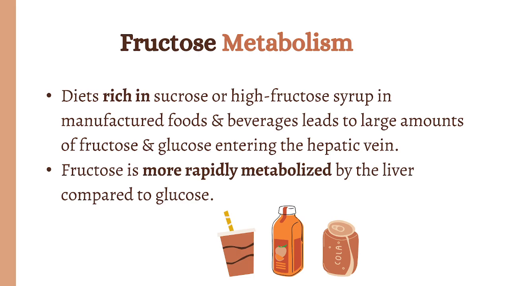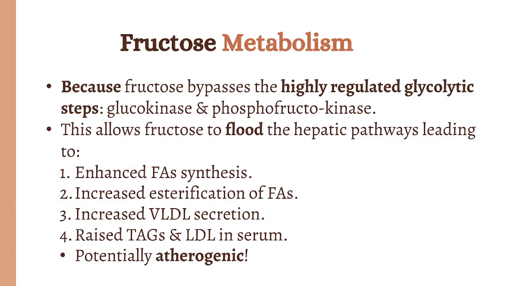Diets rich in sucrose or high fructose syrup in manufactured foods and beverages lead to large amounts of fructose and glucose entering the hepatic vein after absorption from the intestine. Fructose is more rapidly metabolized by the liver compared to glucose. Why? Because fructose bypasses the highly regulated glycolytic steps catalyzed by glucokinase and phosphofructokinase. And this allows fructose to flood the hepatic pathway, leading to enhanced synthesis of fatty acids, esterification of fatty acids, production of very low density lipoproteins, and raised concentrations of triacylglycerols and LDL in serum. So fructose is potentially atherogenic by virtue of increasing fats in the circulation.